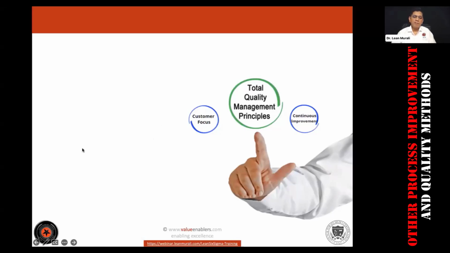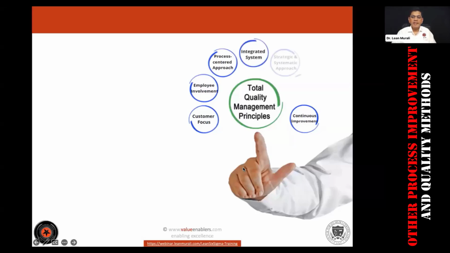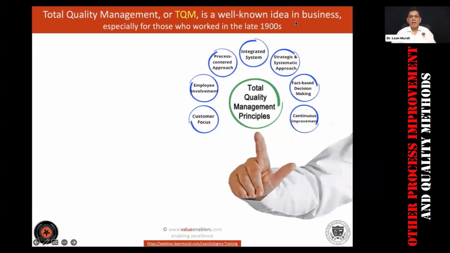The reason that I'm asking you to type is to reprogram your mind to remember, so that when you see a lot of chat boxes, you remember all this. Then there are employee involvement, process-centered approach, integrated system, strategic and systematic approach, and fact-based decision making. So these are the components of what is called total quality management. And this is a well-known business methodology, especially in the late 1900s. It's a method for making sure that things are really good in a business.